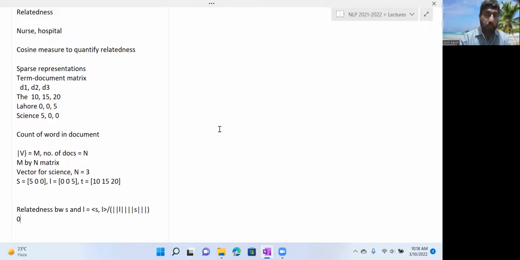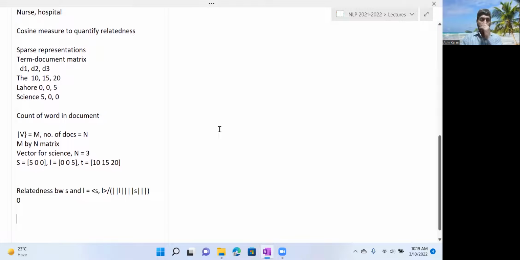And of course, from a geometric perspective, this is the angle between the two vectors. Of course, the angle between two vectors, but normalized with the length, because vectors may be of different lengths. All right. So, any questions?